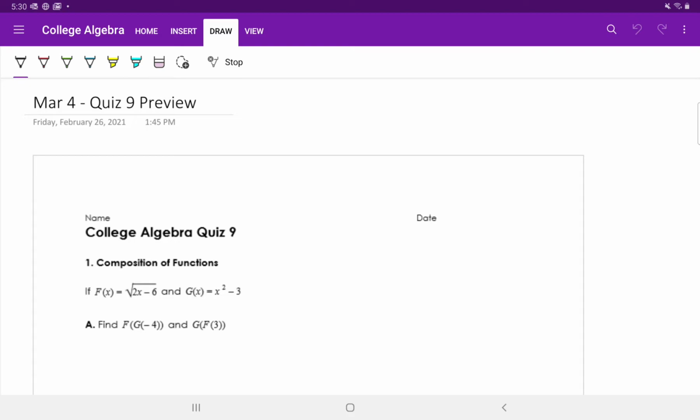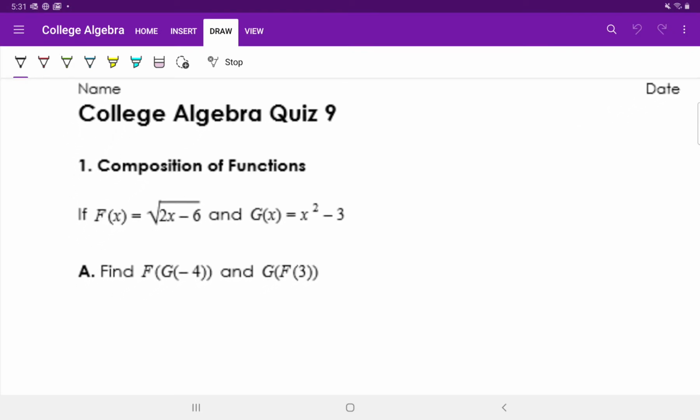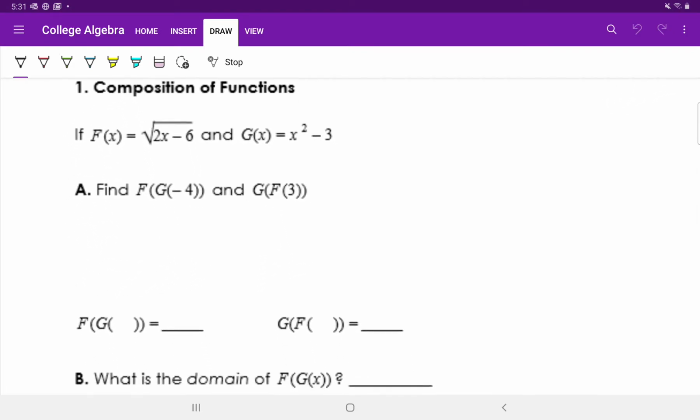So let's jump into what this quiz looks like and what you are asked to do. The first question is going to ask you to compose a couple of functions, and I'm going to fill in a few typos here. So this should say f of g of -4, and this should say g of f of 3. They just track with this and this. It just wasn't filled in on this form, so you'll need to write those in. But those are the spaces to put your answers.